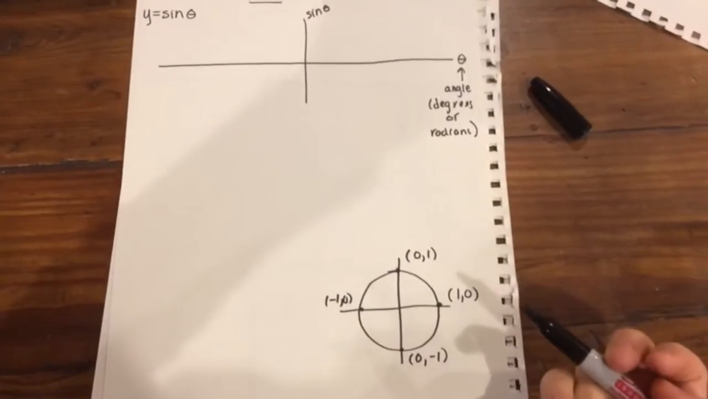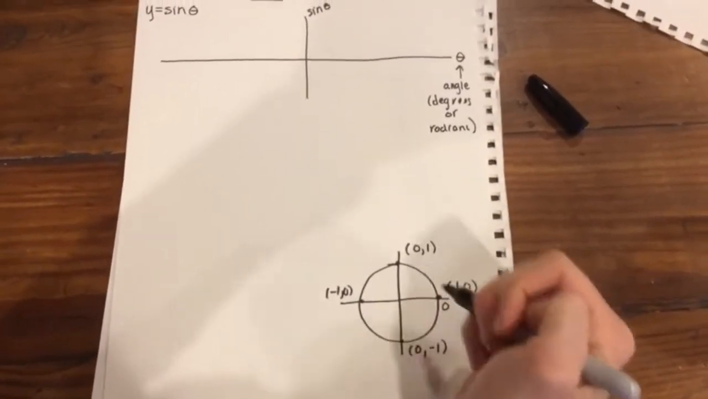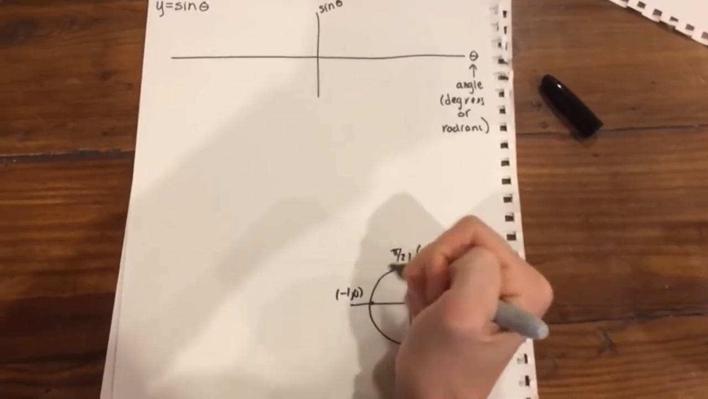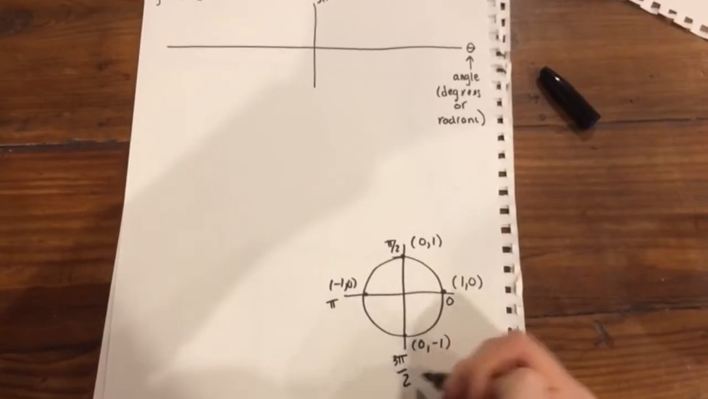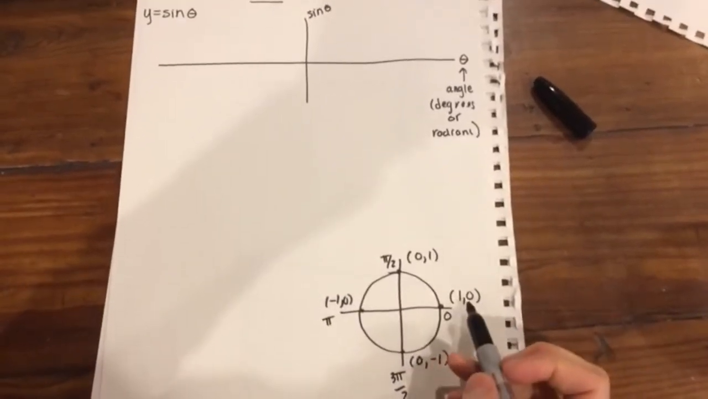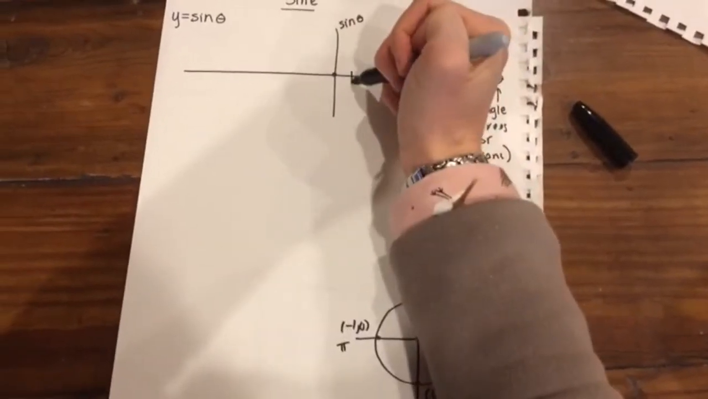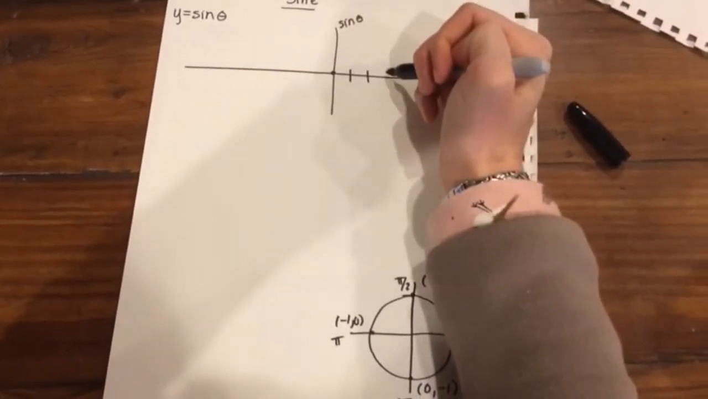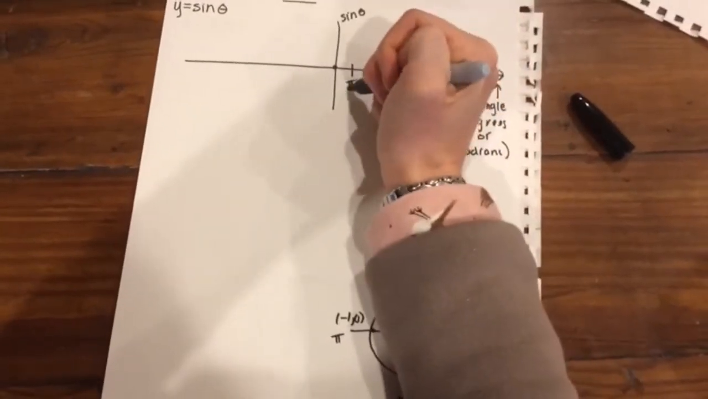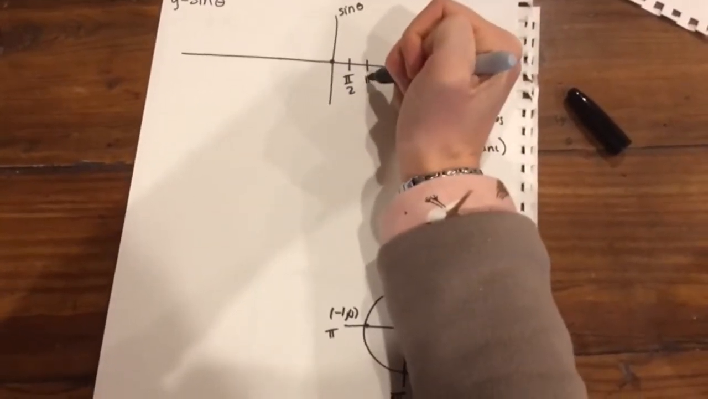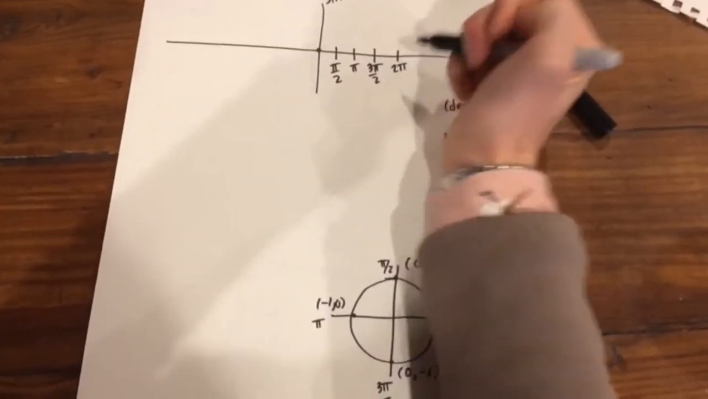So my first question is, at 0 radians, which is right here, what is the value of sine theta? Well, if I come to my unit circle, here's 0 radians. This was pi over 2, this was pi, this was 3 pi over 2. So at 0 radians, sine has a value of 0. And I'm going to go ahead and mark my other 4. And this is pi over 2, pi, 3 pi over 2, and then back to 2 pi.